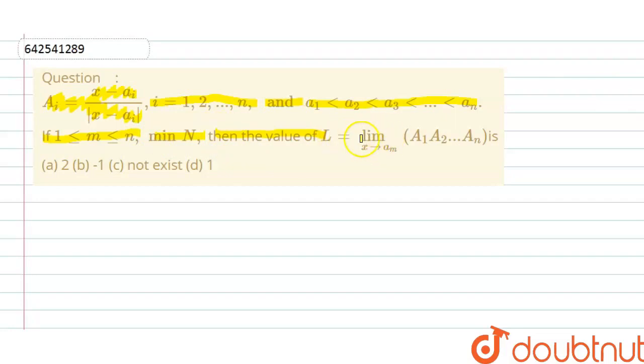basically we have to find this limit, that is, the limit as x approaches a_m of A1, A2, A3, up to An. We have 4 options. We have to calculate the answer and then take which of the following options is the correct option.